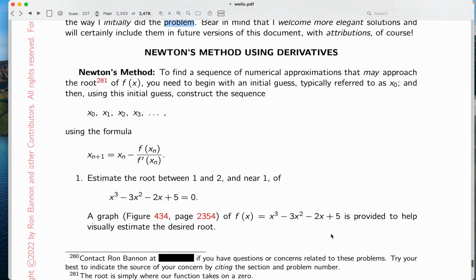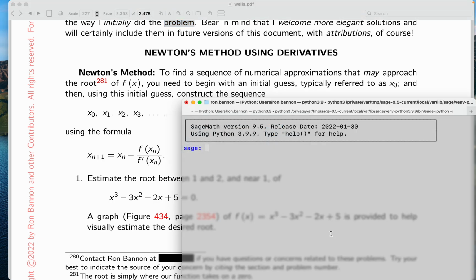Now, of course, when we go to examples, I'm not going to do this by hand. However, in my notes, you'll see me writing down the intermediate steps, what the guesses are, what the function is, what the derivative is, and so on. What I want to do is go directly to Sage. So I'm going to go to my terminal, and the first thing I want to do is just reset.